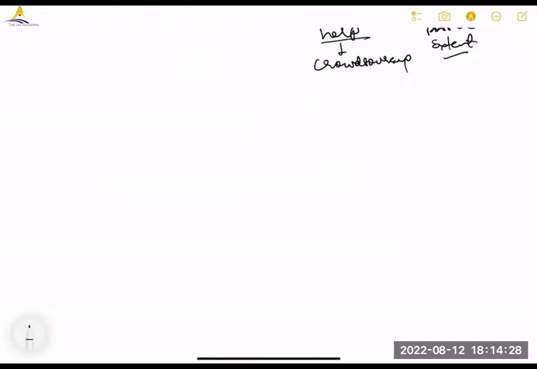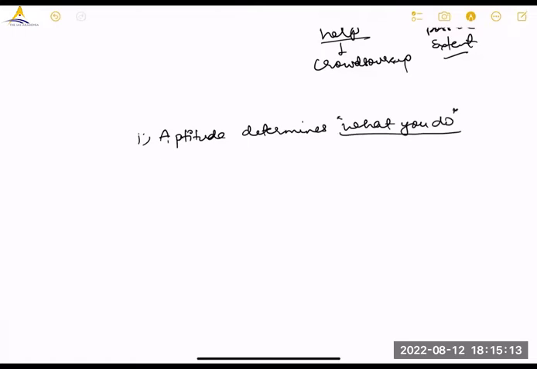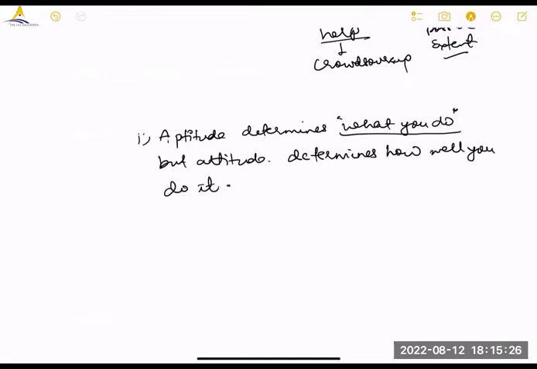So some examples of attitude versus aptitude, some quotes that you can write. One good quote is, aptitude determines what you do, basically your skill set, but attitude determines how well you do it.